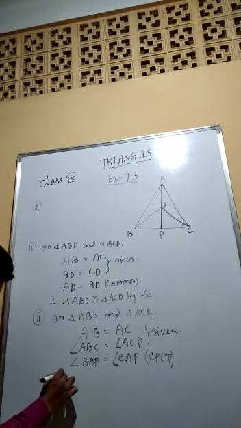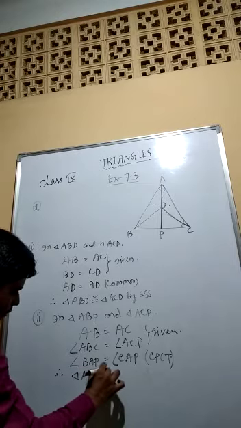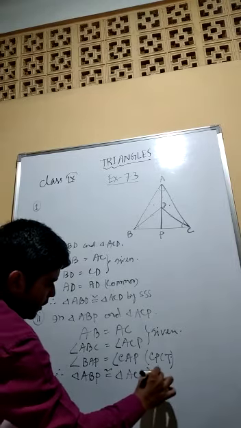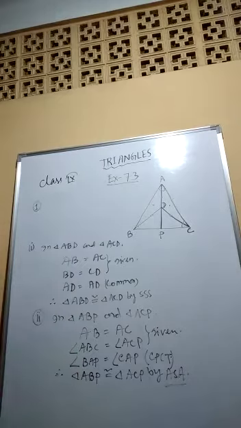So therefore triangle ABP is congruent to triangle ACP by angle side angle. This one you remember, angle side angle. Okay.